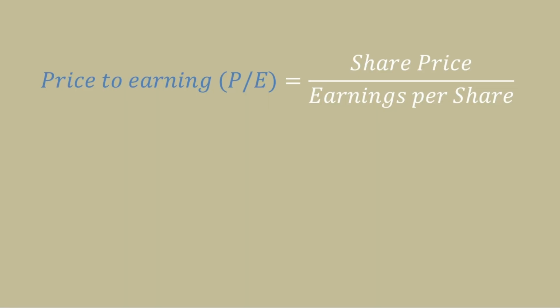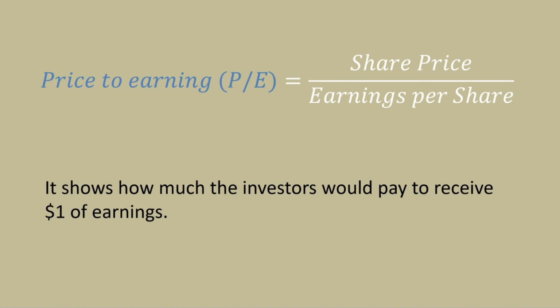The eighth one, price to earnings ratio, or P/E ratio. P/E ratio equals share price divided by earnings per share. It shows how much investors would pay to receive $1 of earnings. It indicates a stock's potential for growth.